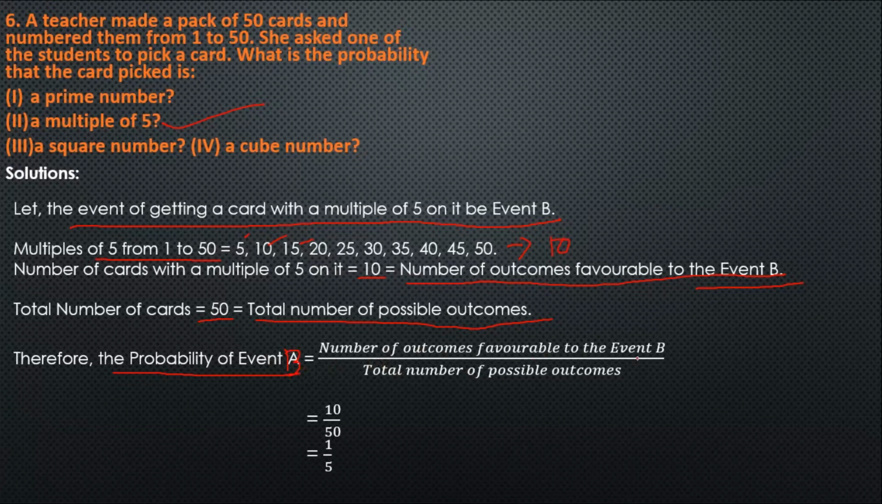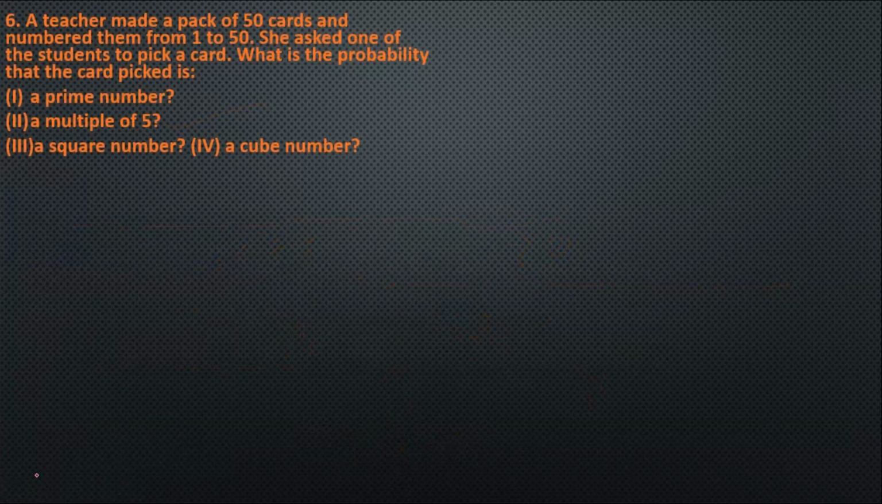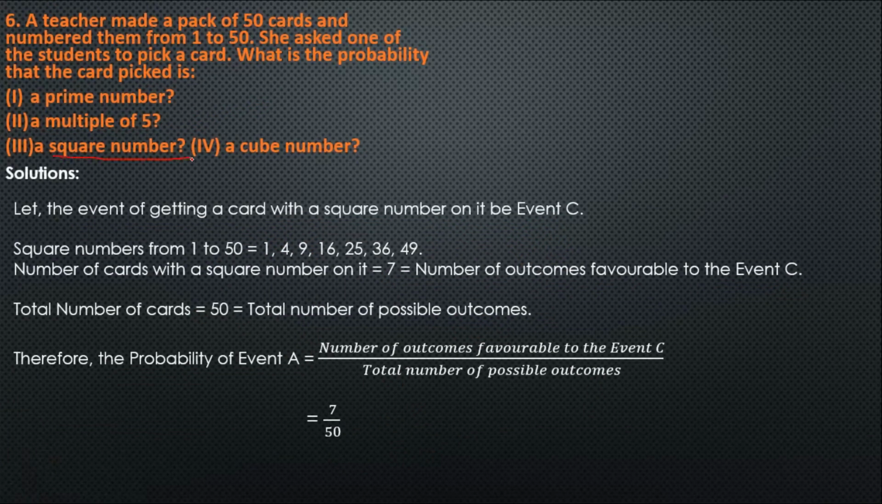is the number of outcomes favorable to the event B divided by the total number of possible outcomes. 10 by 50. This is 10 and then 50, the total number of possible outcomes. Cancel out the common factor. This will give you 1 by 5 as your answer. Next, a square number. 1, 4, 9, 16, 25, 36 and 49 are the square numbers from 1 to 50. So the event of getting a card with a square number on it, we assume as event C.